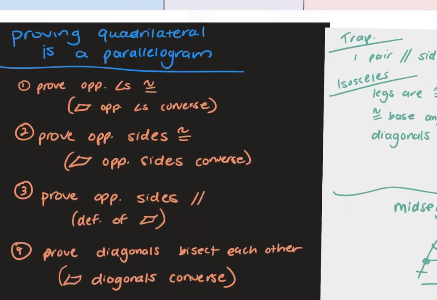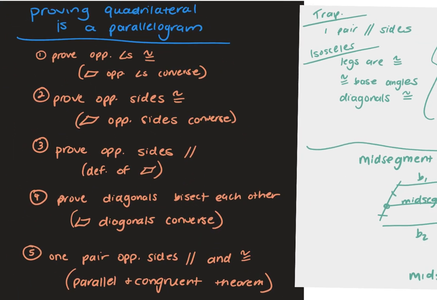There are 5 ways to prove a quadrilateral is a parallelogram. Prove the opposite angles are congruent. Prove the opposite sides are congruent. Prove the opposite sides are parallel. Prove diagonals bisect each other. And if one pair of opposite sides is both congruent and parallel, that is also enough.